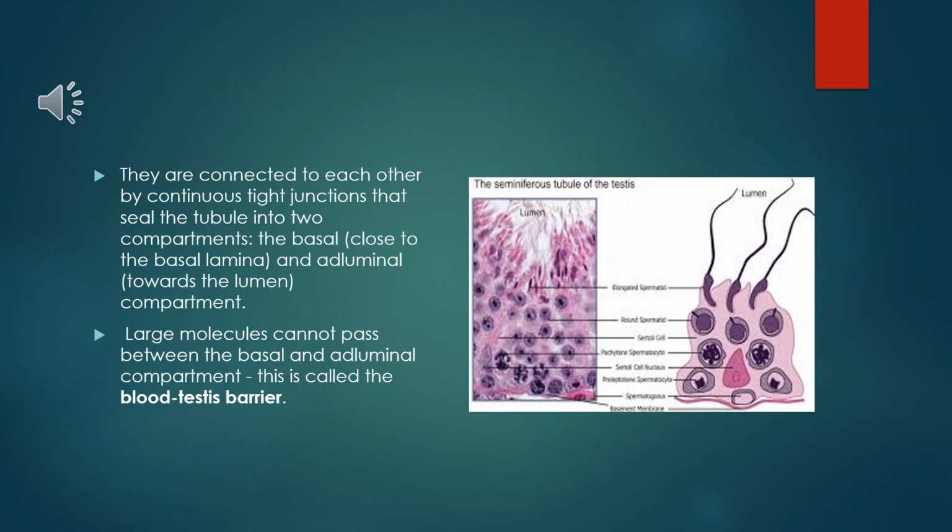So the lateral processes of two Sertoli cells are connected by means of tight junction. So they seal the tubule into two compartments: the basal part, that is close to basal lamina, and the adluminal part, which is towards the lumen. So large molecules cannot pass between the basal and adluminal compartment, and this is called the blood-testis barrier.